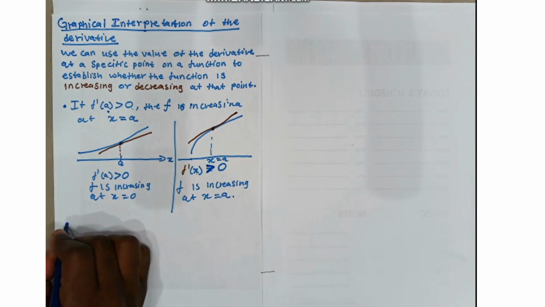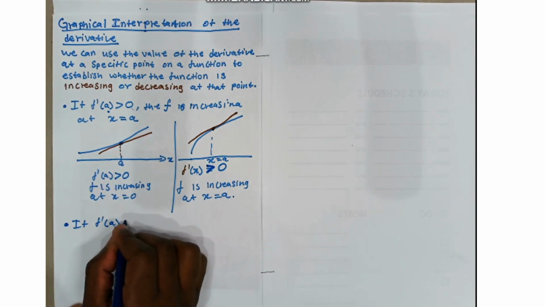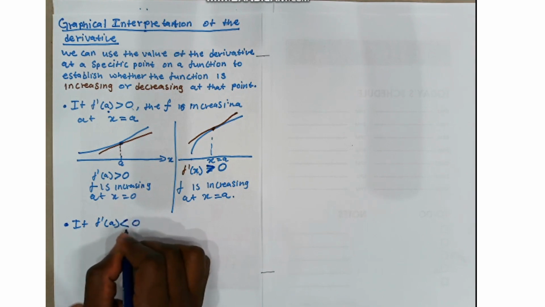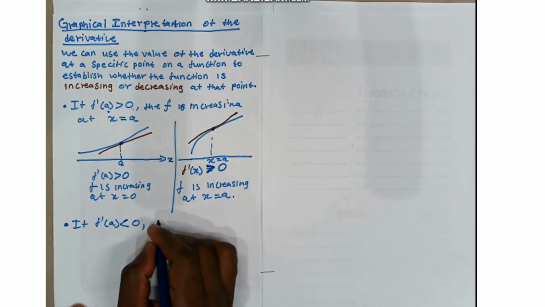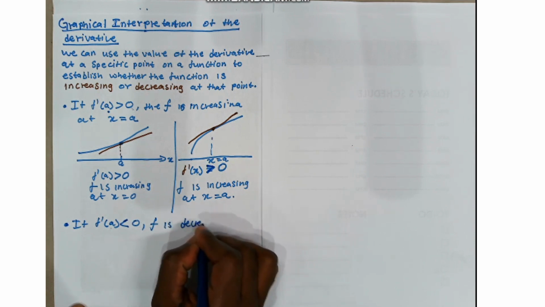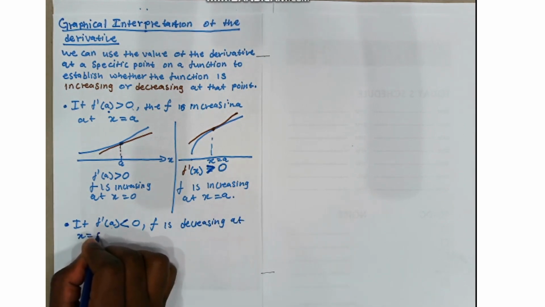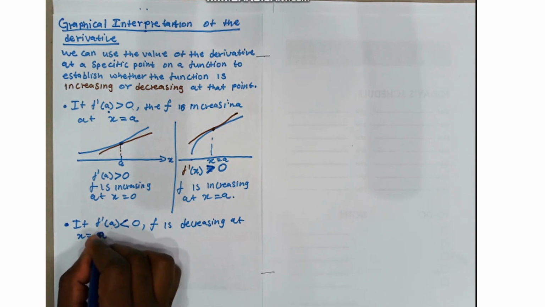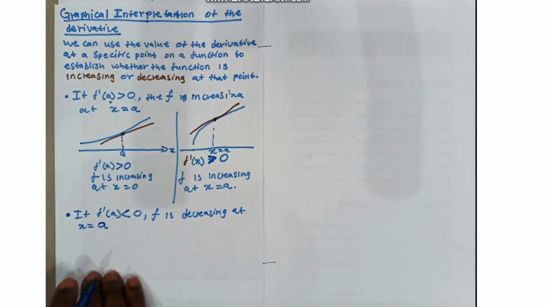Now let's look at the decreasing part of it. If our f prime of a is less than 0, meaning it is smaller than 0, what does that mean? It means our f is decreasing at x is equal to a, which is a specific point where x is equal to a.